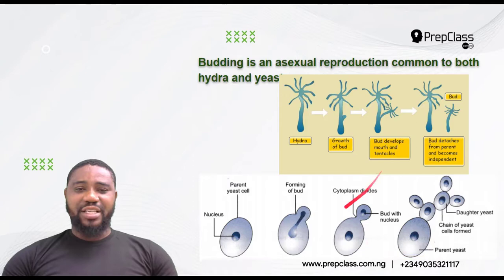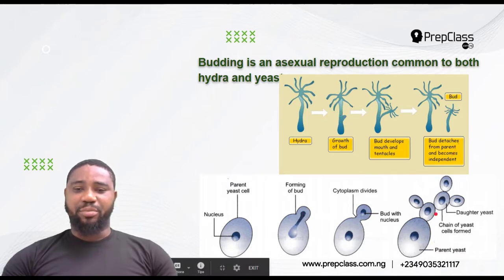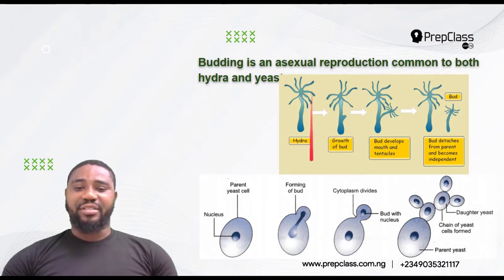The difference between budding in yeast and budding in Hydra is that in Hydra, after the bud develops, it detaches itself immediately. But in yeast, the buds may still stay together with the parent cell and still be producing more buds. So budding is the asexual reproduction that is common to both yeast and Hydra.